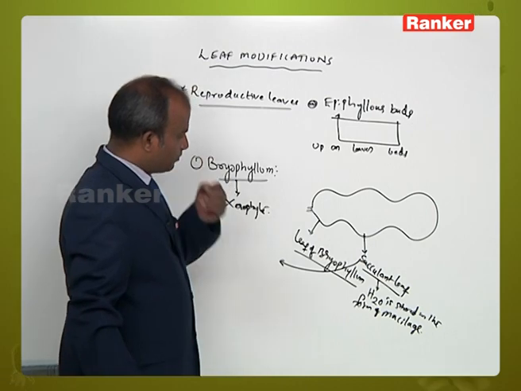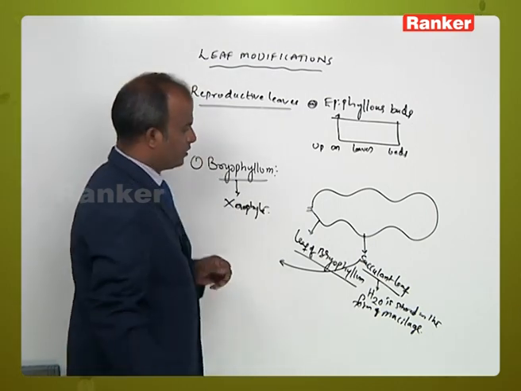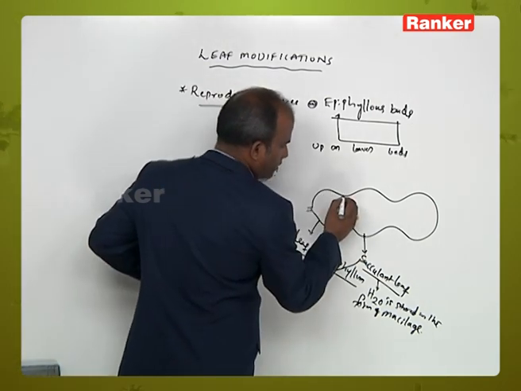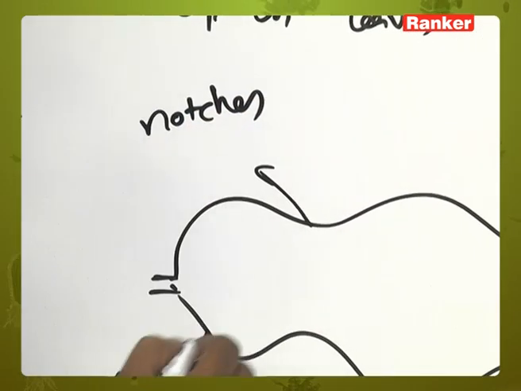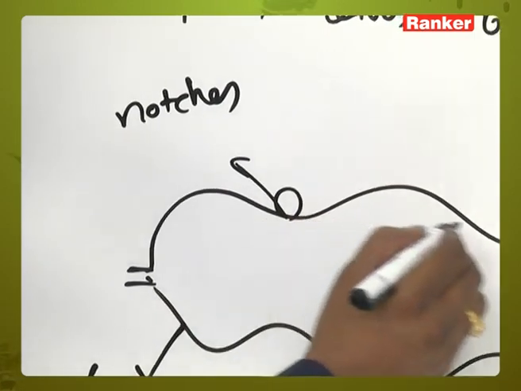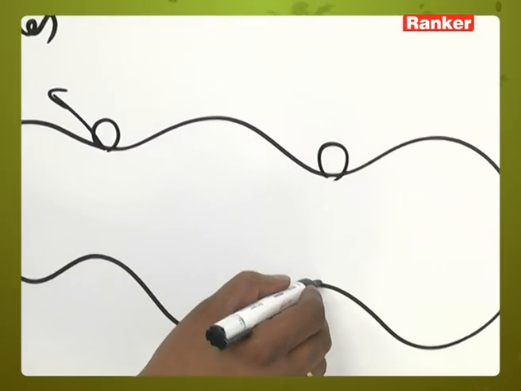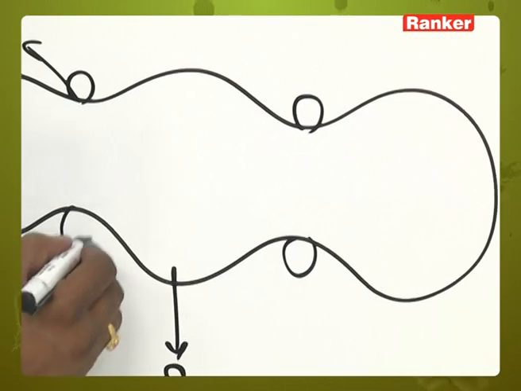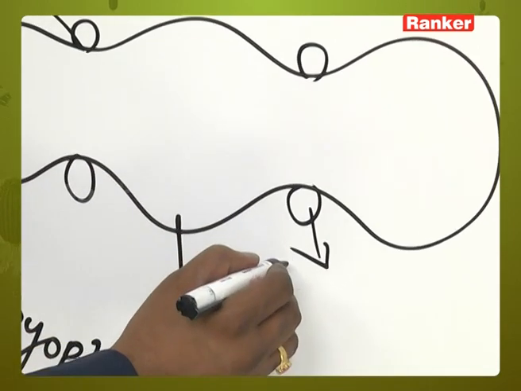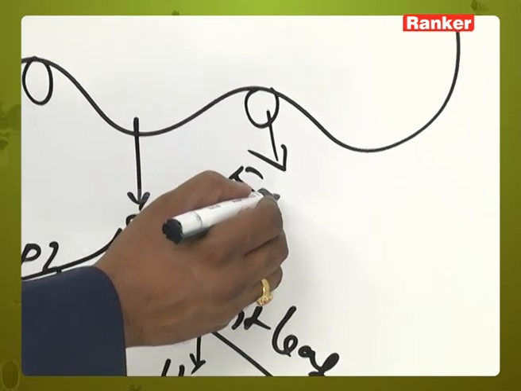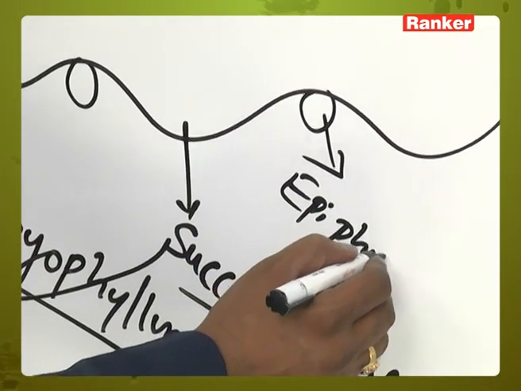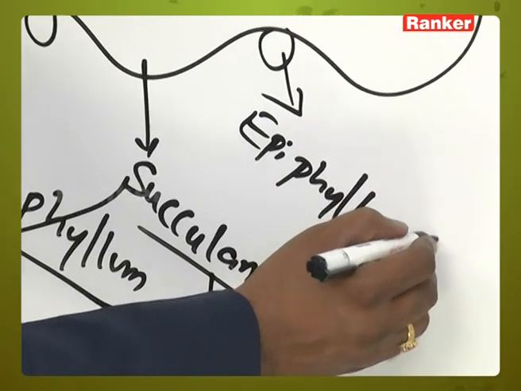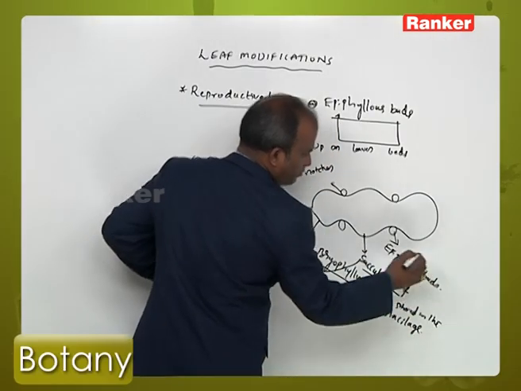And in this succulent leaf, these are the notches. These notches contain buds. Can we call these adventitious buds? Yes. Can they be called epiphyllous buds? Yes, they are called epiphyllous buds.